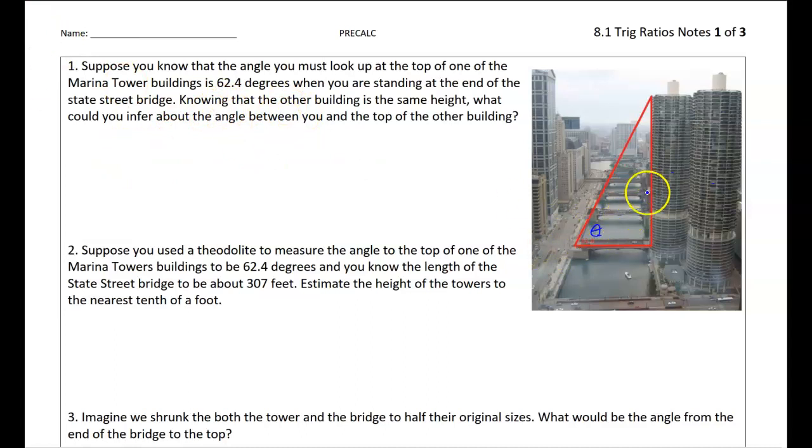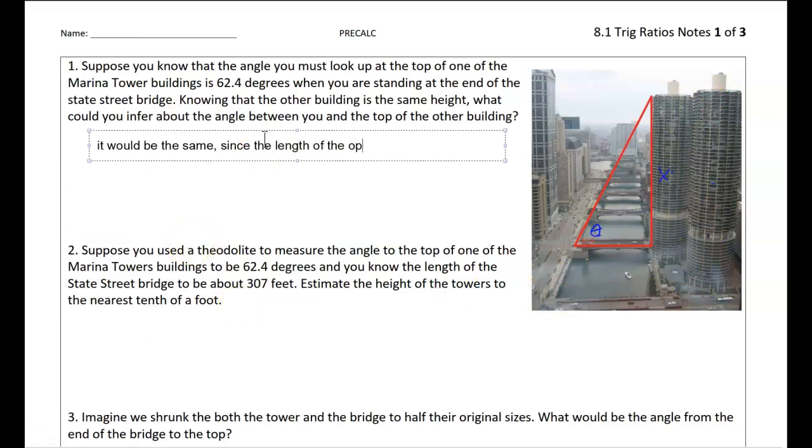If I have this angle, we'll call it theta, that's a little circle with a line through it, it's going to be related to the length of this side, right? And if I have the same side length with my second building, that angle would have to be the same. So the answer to my question is the angle would be the same since the length of the opposite side is the same. Now notice we don't have enough information to figure out the height of that tower yet. We are just given that 62.4 degrees.